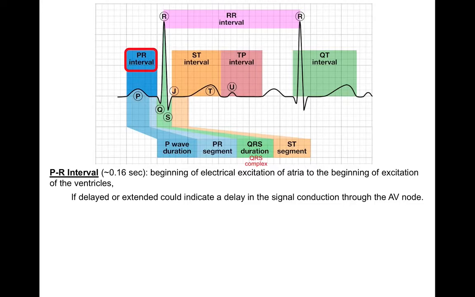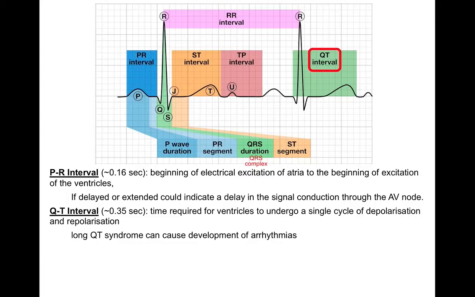So if this interval is delayed or extended, it could indicate a delay in the signal conduction through the AV node. The QT interval is the time required for the ventricles to undergo a single cycle of depolarization and repolarization. You can see here it's from the beginning of the Q wave to the end of the T wave. Long QT syndrome can cause development of arrhythmias. So if this interval is extended, it can lead to cardiac arrhythmias.